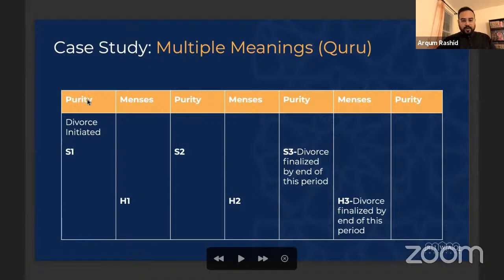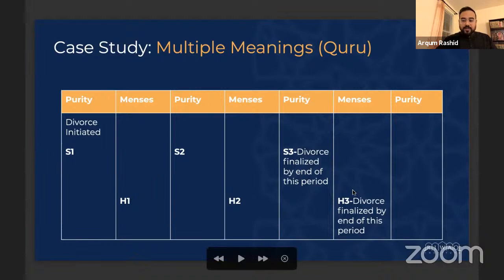I hope my mouse is moving along the words. So now Shafi'i 1, the second is going to be here for the Shafi'is, the third is going to be here. Once these three are completed, meaning at the end, once this menses begins here, the menstrual cycle, the divorce is finalized, this line here. So at the end of this purity cycle, because the Shafi'is say Quru is 3 purity time frames, 3 times when she's not on her menstrual cycle, the divorce is finalized here.